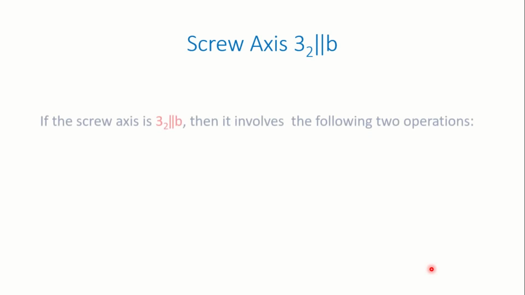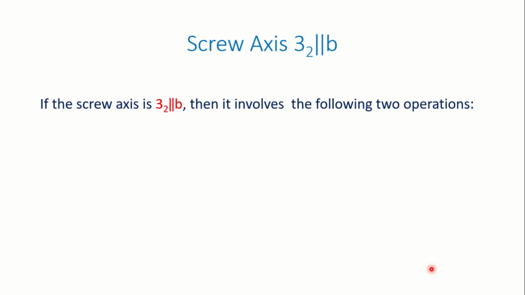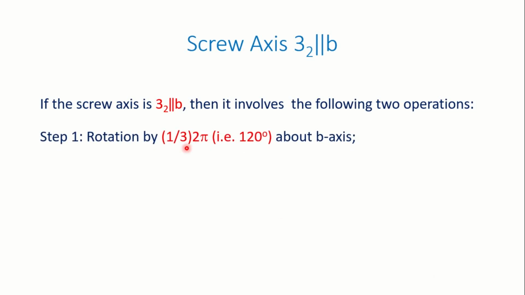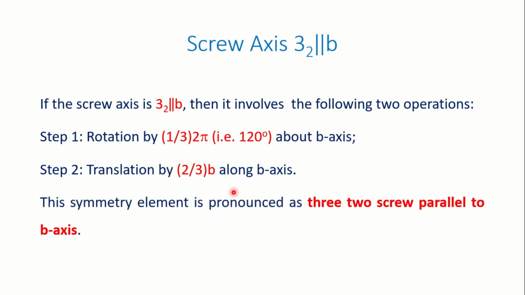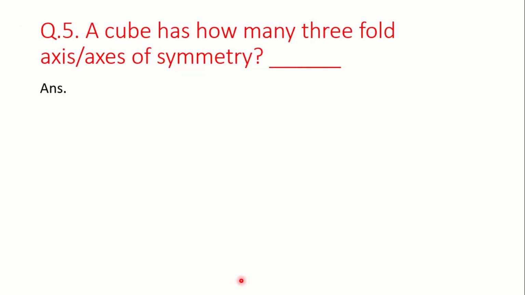Let's elaborate this with another example. Suppose, for example, it is 3_2 screw parallel to B axis. So if it is 3_2 parallel to B, then the operation should be the reciprocal of 3 into twice pi, that is 1/3 twice pi, that is 120 degree rotation along B axis. Then translation by D by R, that is 2 by 3 into B axis. Okay, so this is the difference. You have to take the reciprocal of 3 and then translate by 2 by 3 unit along B axis. So this operation is 3_2 screw parallel to B axis. So that's all about the symmetry elements.